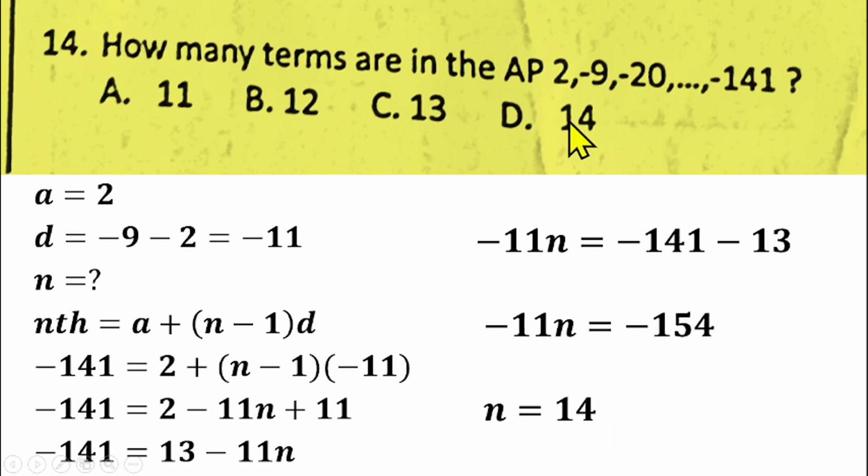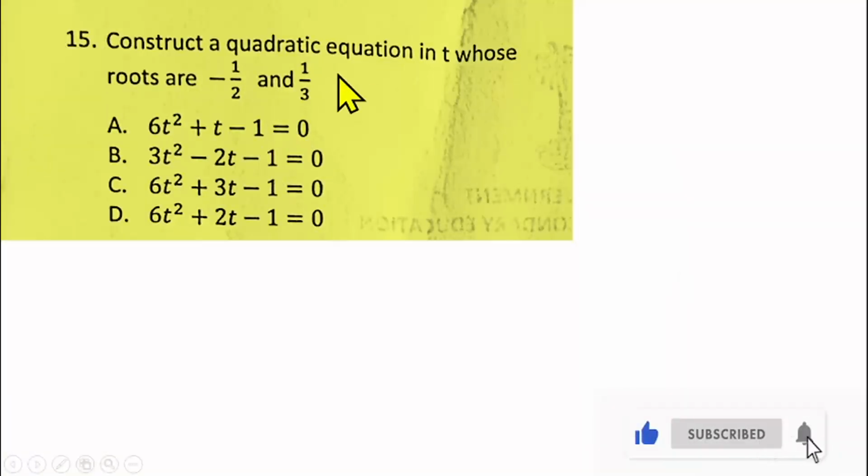N will be equal to 14. So that means there are 14 terms between 2 and minus 141. Option D is the right answer. Question number 15 is from quadratic equation.